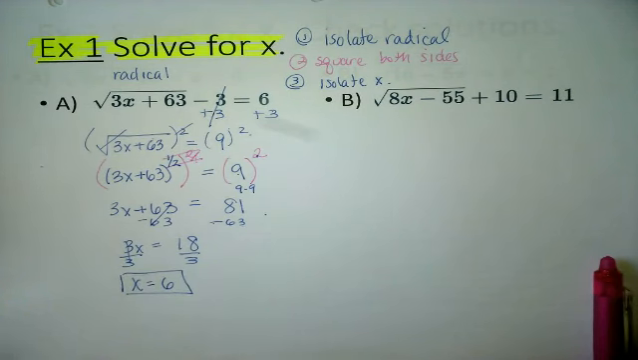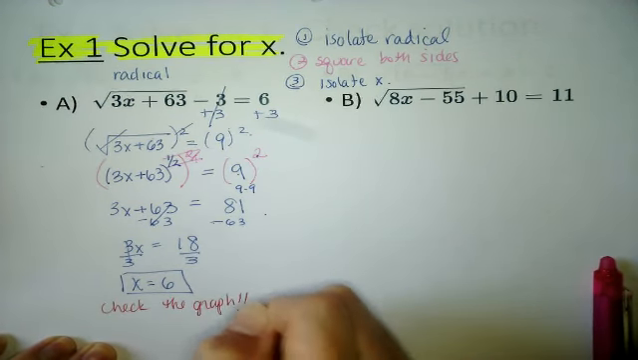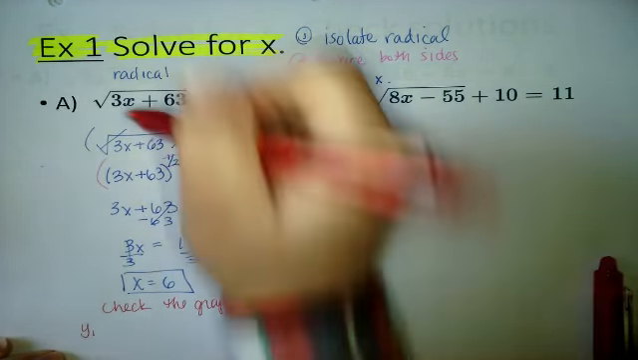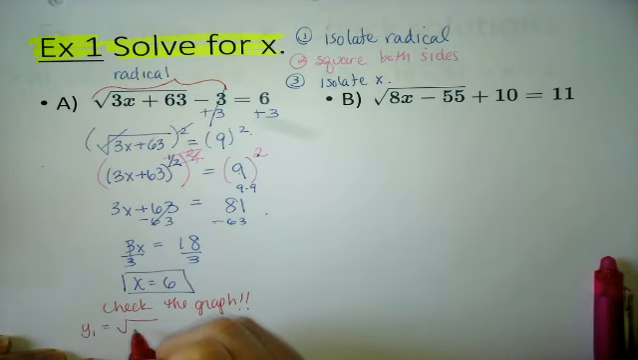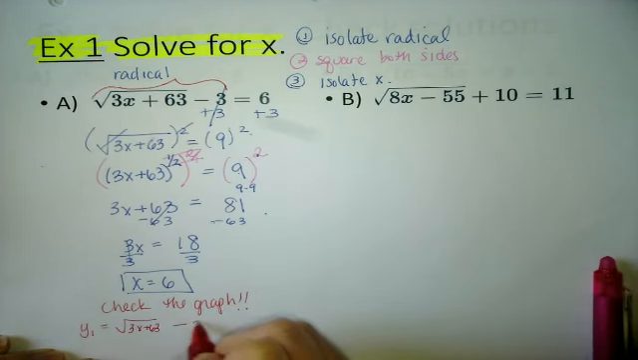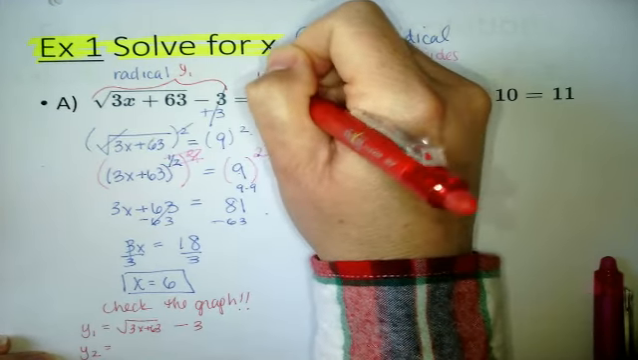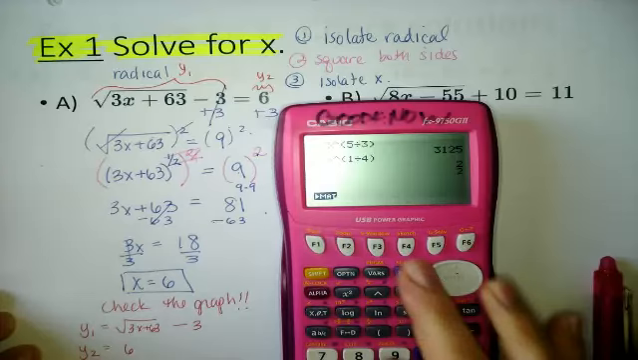Okay, so how do we check this? There are some great ways to check, and one of them is to check the graph. Always a good idea. So to check the graph, what we're going to do is we're going to put the left-hand side of the original equation in y1. So we're going to do the square root of 3x plus 63 and then minus 3. And then the right-hand side of the equation in y2. This is a great way to check any equation. Left hand in y1, right hand side in y2.